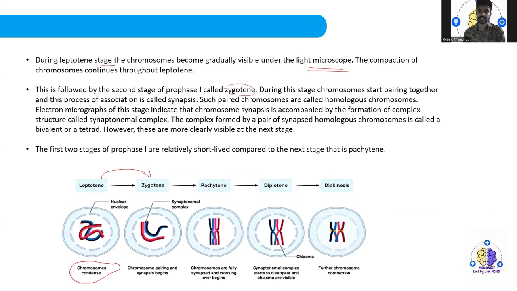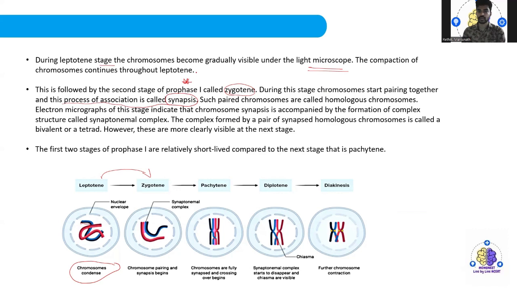Then this leptotene is followed by the second stage of prophase I, which is called the zygotene. So what happens in zygotene? During this stage, the chromosomes start pairing together, and this process of association is called synapsis. Very important: what do you mean by synapsis? The pairing of the chromosomes together is called synapsis.